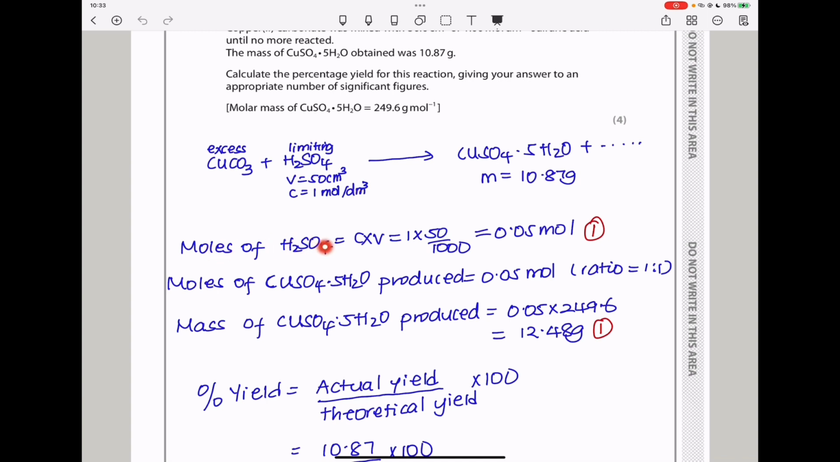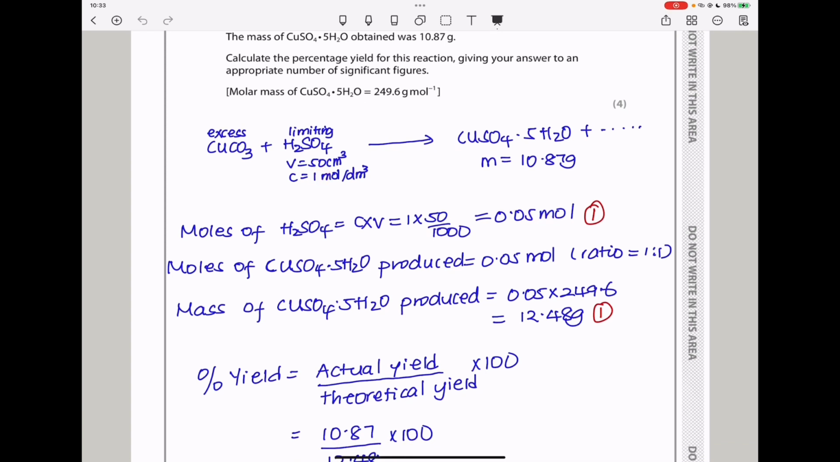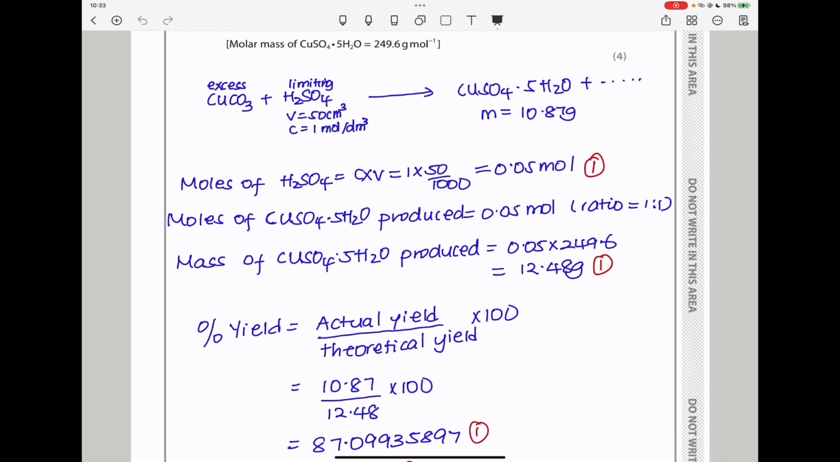So moles of sulfuric acid is going to be concentration times volume, which is 1 times 50 divided by 1000, to convert that to dm³, and it gave me 0.05 mole. And then I'm going to use the moles of this to find the moles of the product. So the ratio is 1:1, and that means the moles of the product, which is hydrated copper sulfate, are also going to be 0.05 mole. Now, the mass is always number of moles times the molar mass. We were given the molar mass here, so 0.05 times 249.6 gave me 12.48 grams.